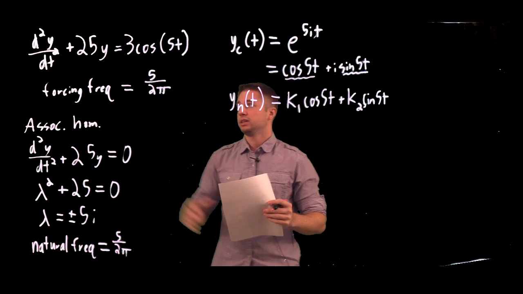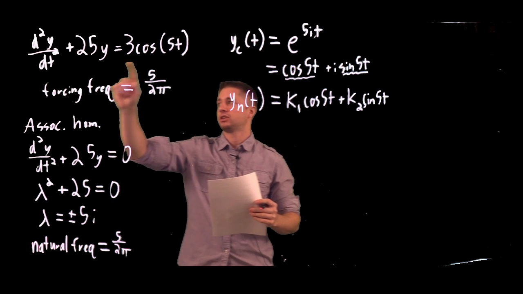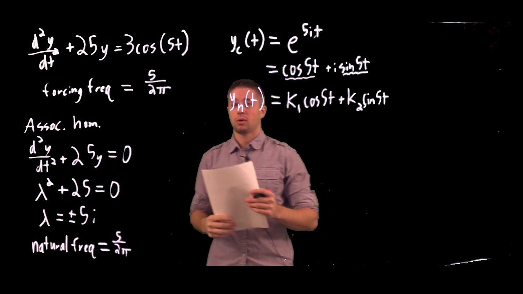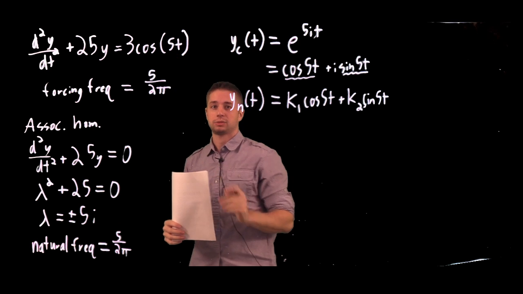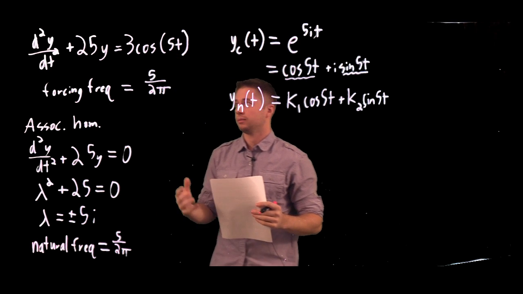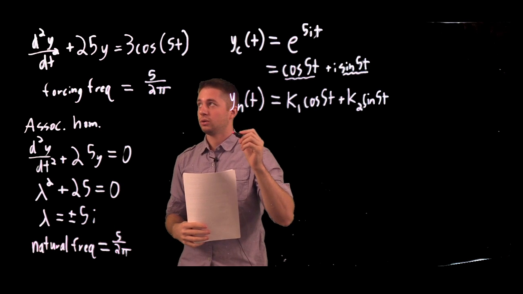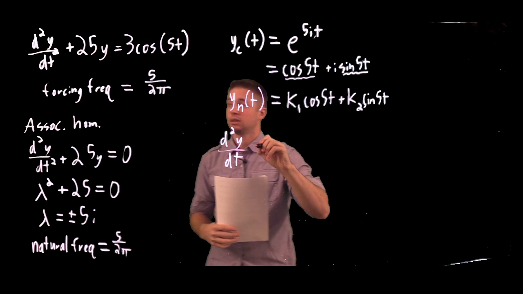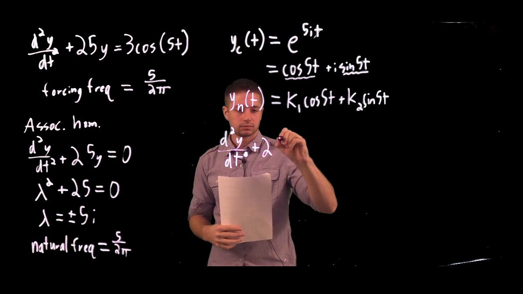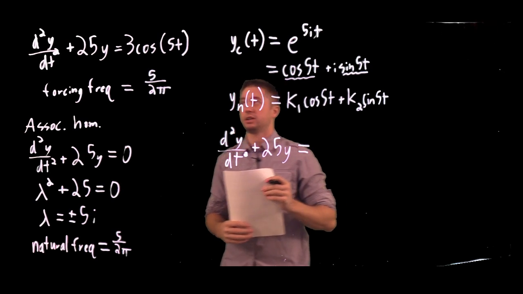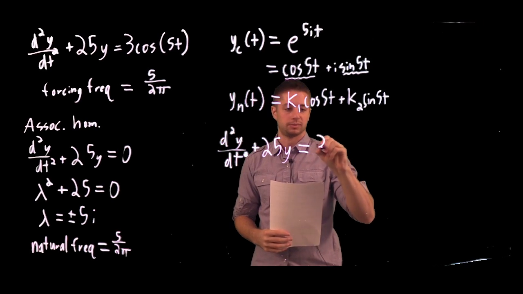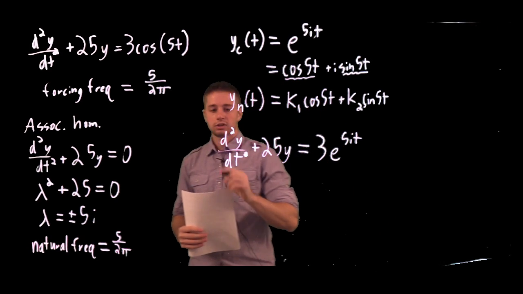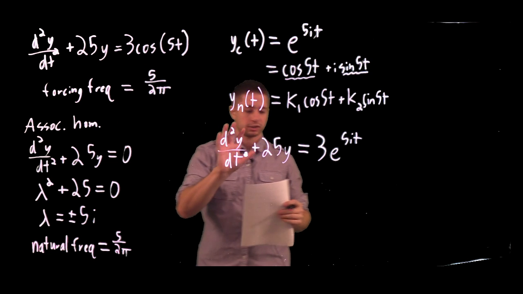Next up, we need to find a particular solution to this non-homogeneous problem. Since the forcing is sinusoidal, what we're going to do here is complexify this problem. And this makes the solution quicker. We're going to declare the complexified version of the non-homogeneous problem to be the one with 3e to the 5it as the forcing. So this is a different differential equation than this one, and we're going to solve this one.